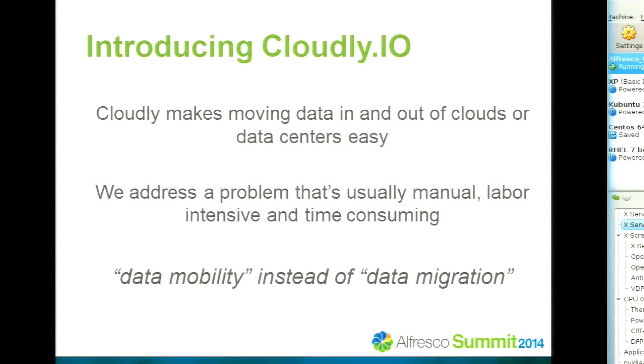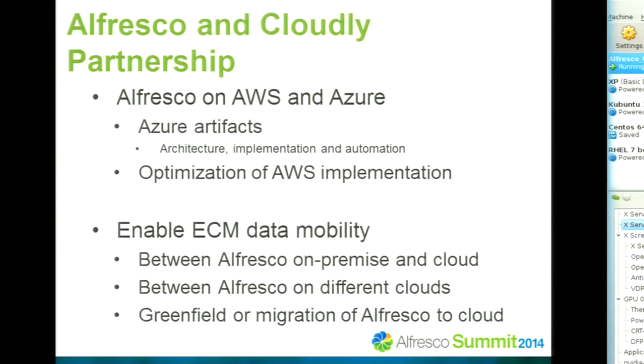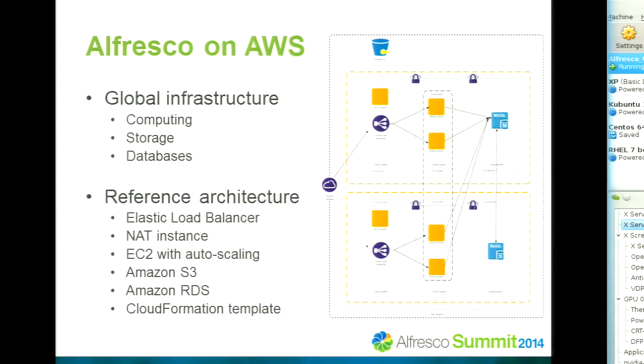So introducing my company, basically what we do is we make moving data in and out of the cloud, to different places, a little bit easier. We call it data mobility instead of migration, because we see this not as a one-time deal. Sometimes we do it over and over. So Alfresco and Cloudly partnership, we are trying to become a cloud partner. We recently became a technology partner, and we have some artifacts on AWS and Azure, and we are trying to enable data mobility for it.